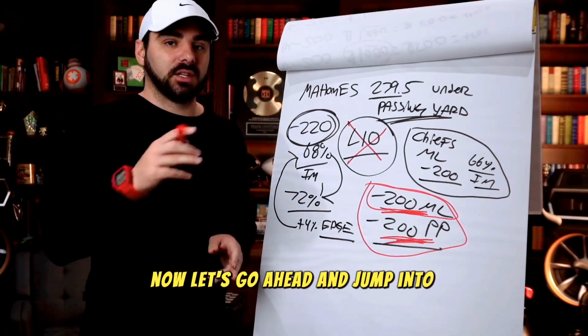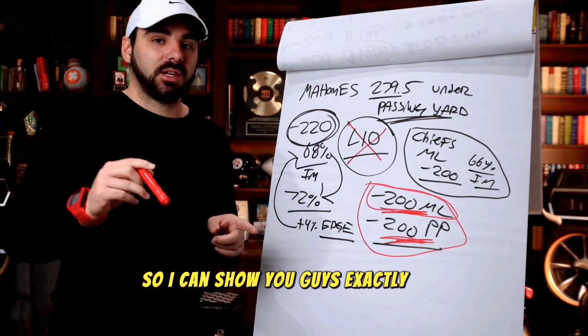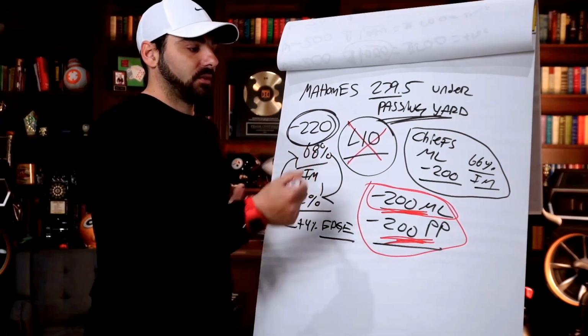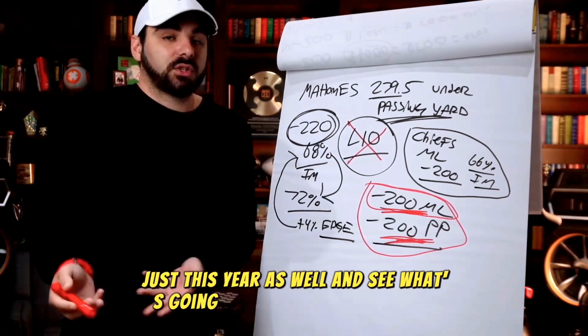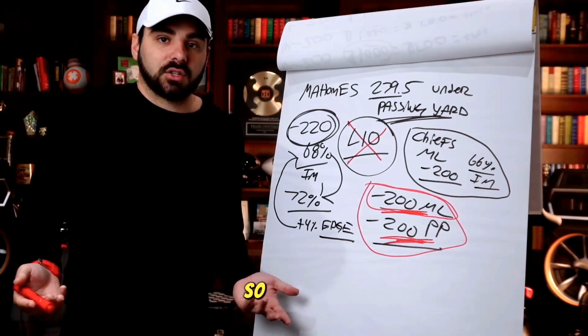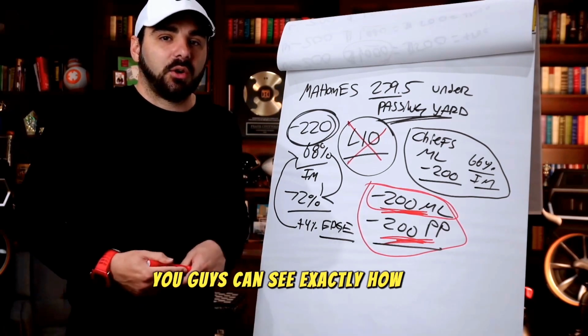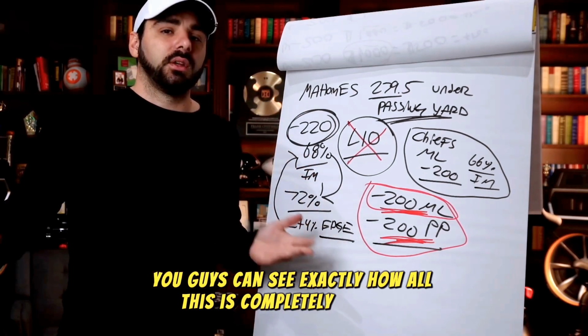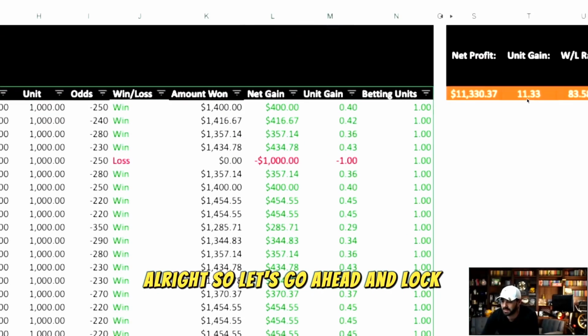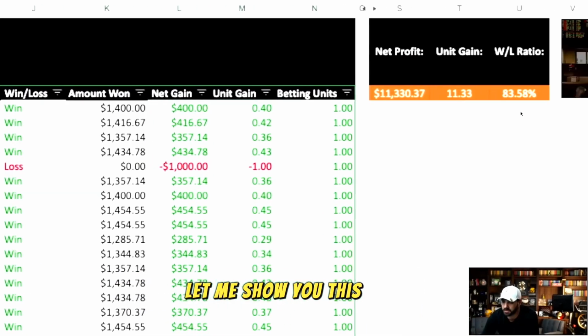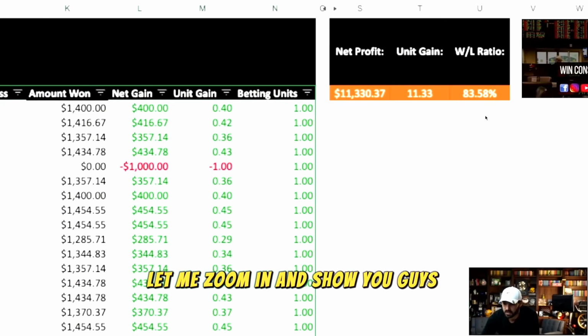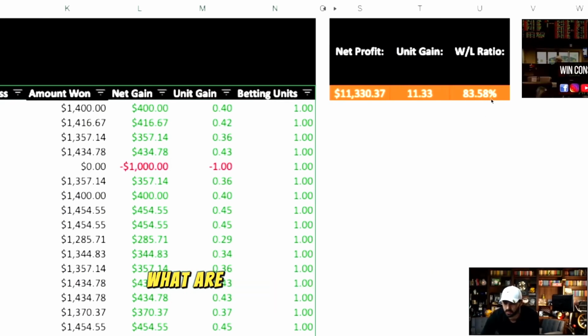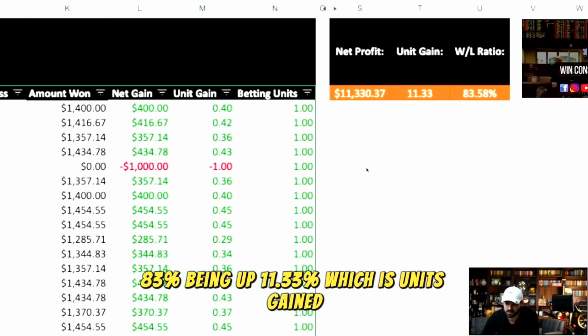Now let's jump into the bet tracker so I can show you guys exactly how I adapted all this just this year, and see what's going on just this year, so you can see exactly how all this is completely possible. Let's lock in real quick. Let me show you this year. I'm going to zoom in. This year so far, consistently, what are we in, a month and a half right now? 83%, being up 11.33%, which is units gained.